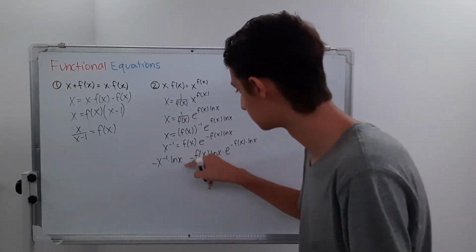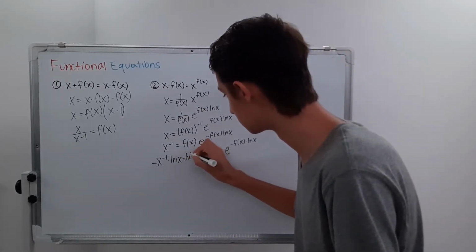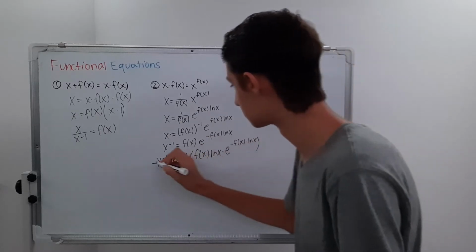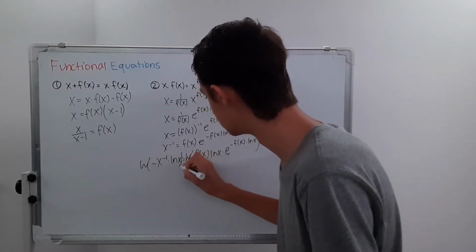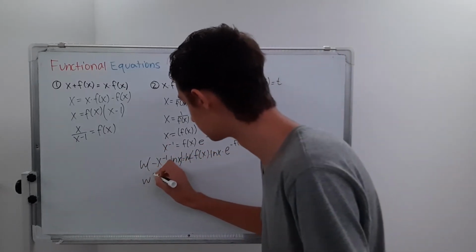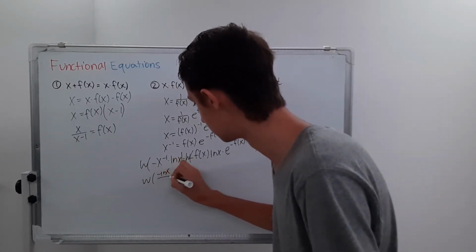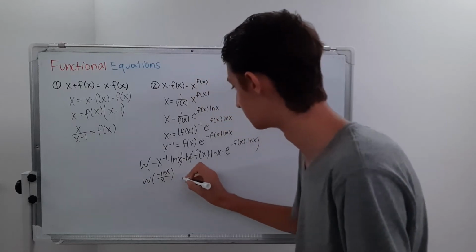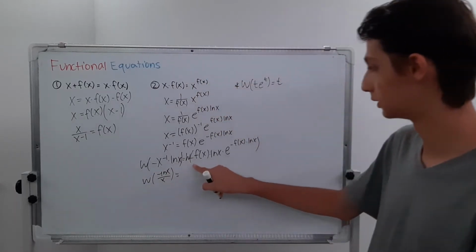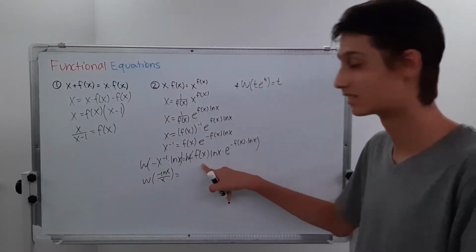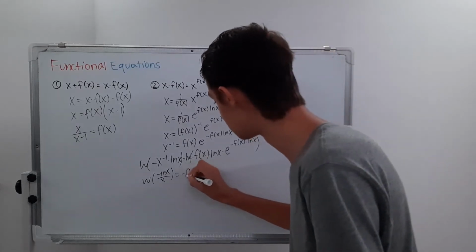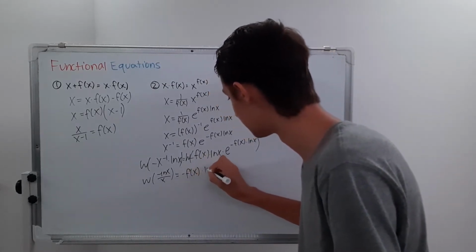So we can take the W of both sides. Let me give myself some space. We can take the W of both sides, and then we see that W of this is just 1 over x. So we get negative ln x over x. We can just do it that way. Is equal to, well, W of t times e to the t is just going to give us t. So we have negative f of x times ln x.